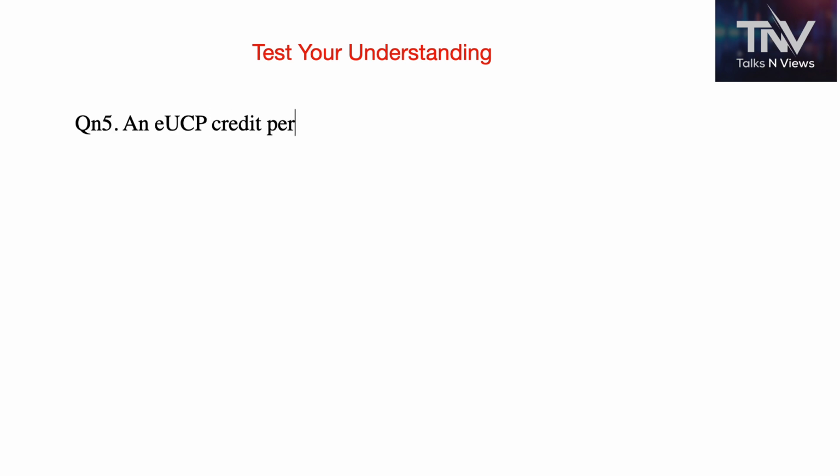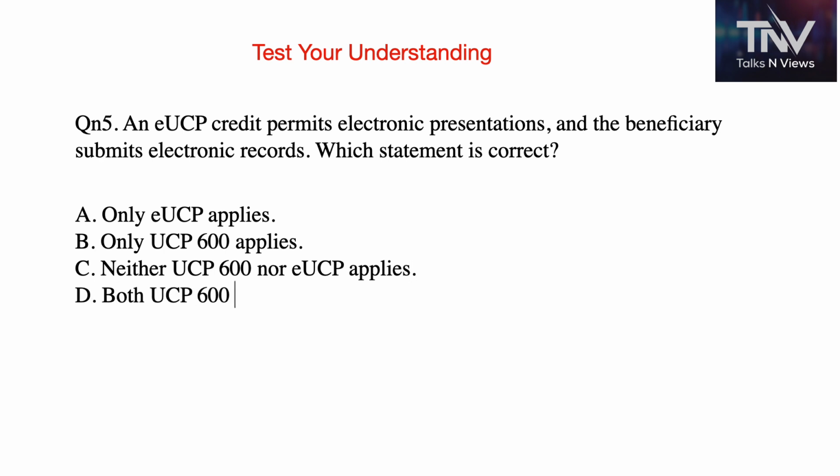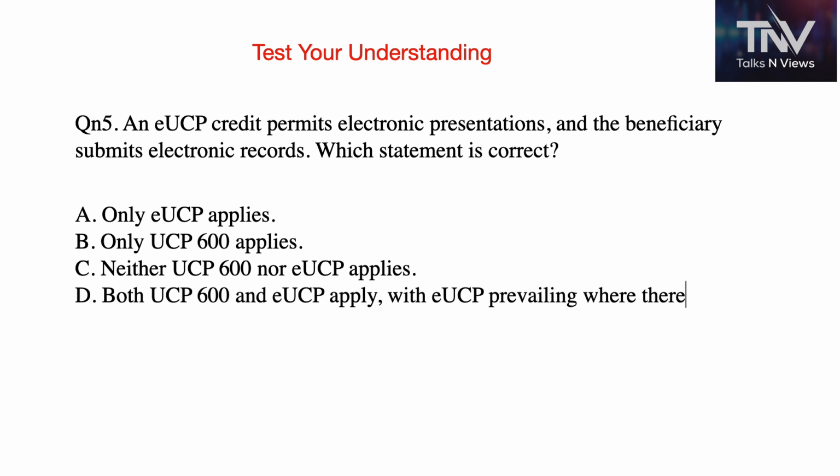Question 5. An eUCP credit permits electronic presentations, and the beneficiary submits electronic records. Which statement is correct? A. Only eUCP applies. B. Only UCP 600 applies. C. Neither UCP 600 nor eUCP applies. D. Both UCP 600 and eUCP apply, with eUCP prevailing where there is a conflict. Answer D.